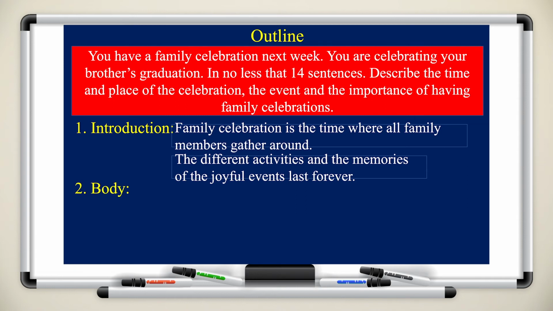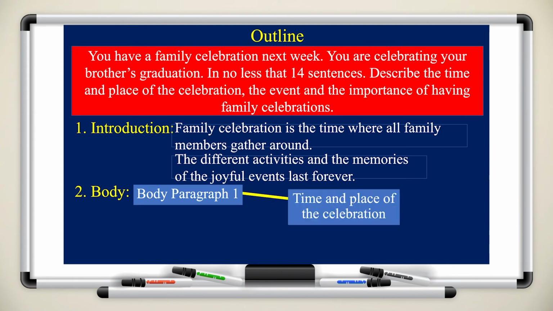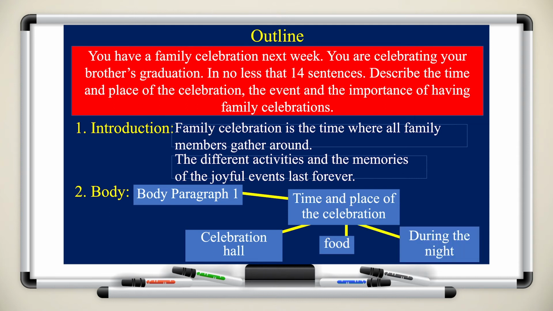Now for the body, we have 2 body paragraphs. Body paragraph number 1, we would have the following. The time and place of the celebration. That's the main idea, and we want supporting details and examples. We have celebration hall, the food, and during the night. Okay, with the time, the place, and the thing that actually exists there.